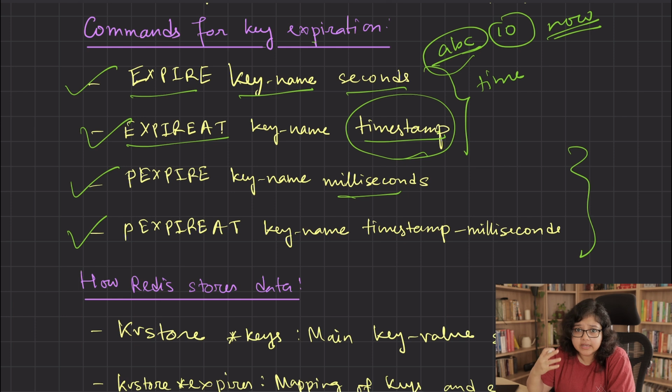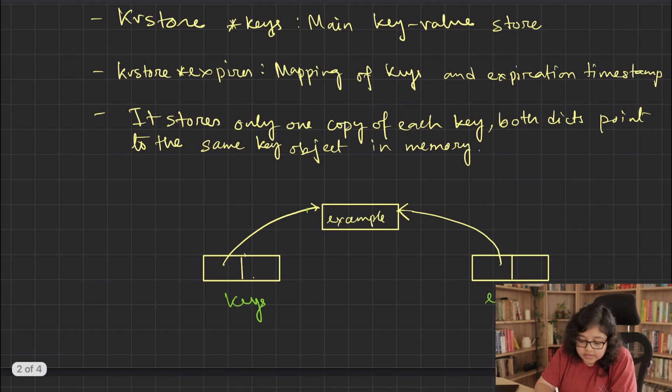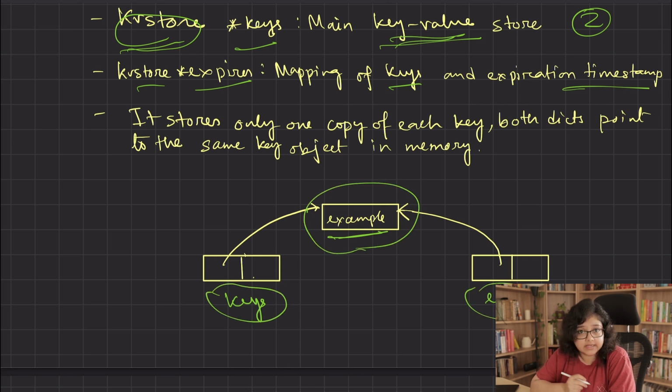Now let's see how Redis is storing the expiration metadata. Redis is using KV store keys to store the main key value, while it is storing the mapping between keys and timestamp in KV store expires. This KV store is a core Redis data structure that is used to store key value. At first it may seem like Redis is storing two copies of each key, but that is not the case. Redis is storing a single copy of each key and both the data structures are referring to the same instance.